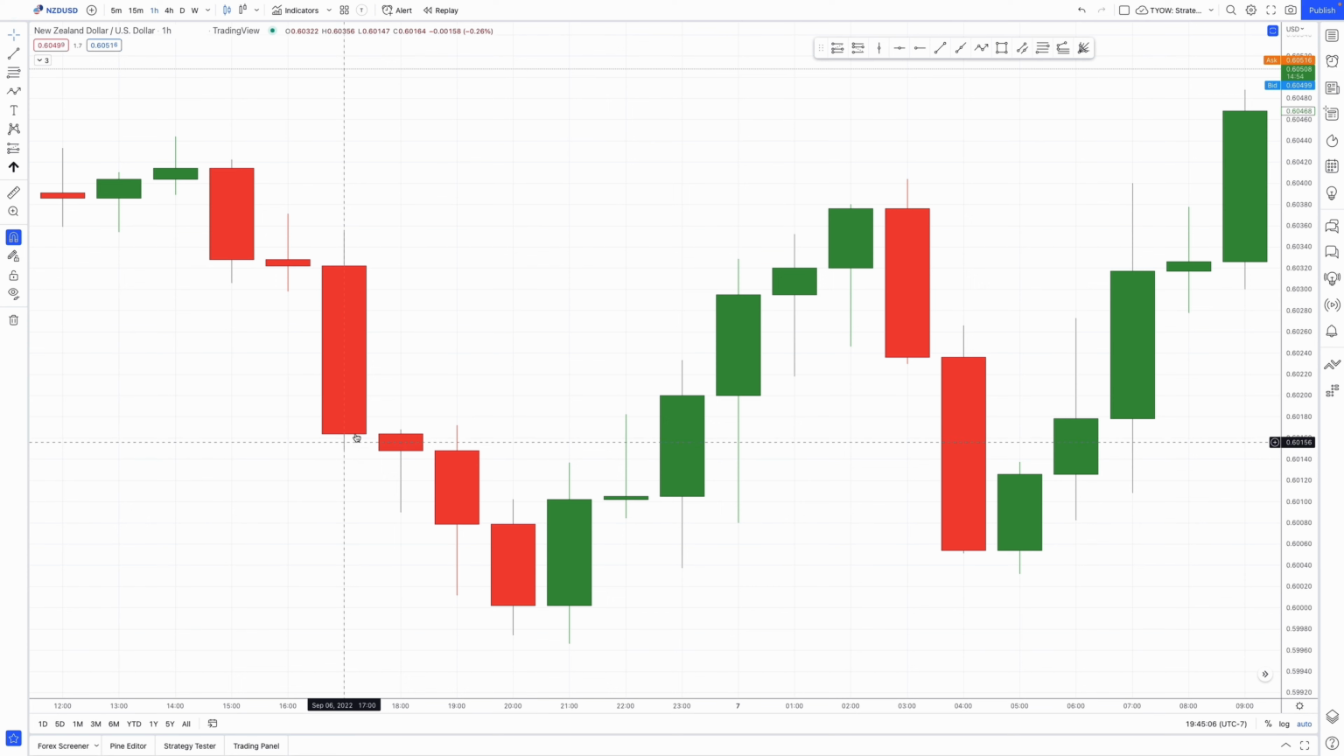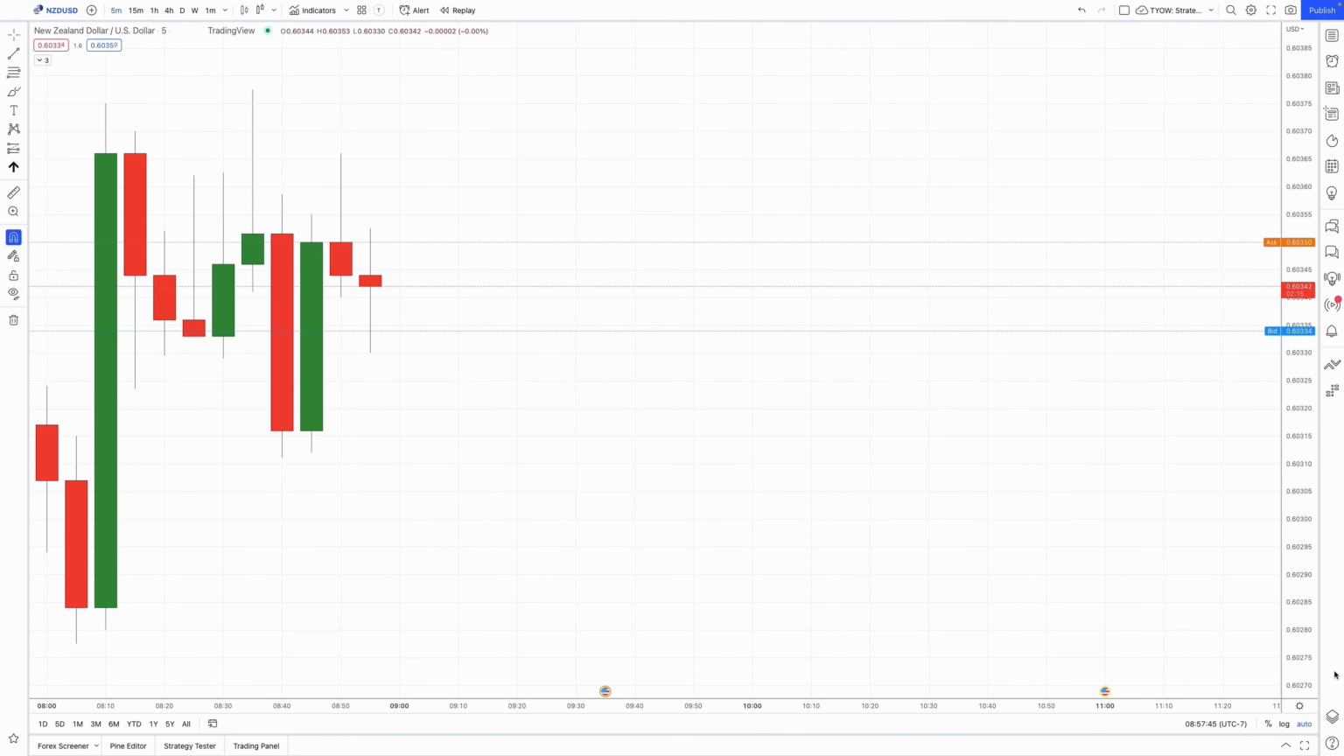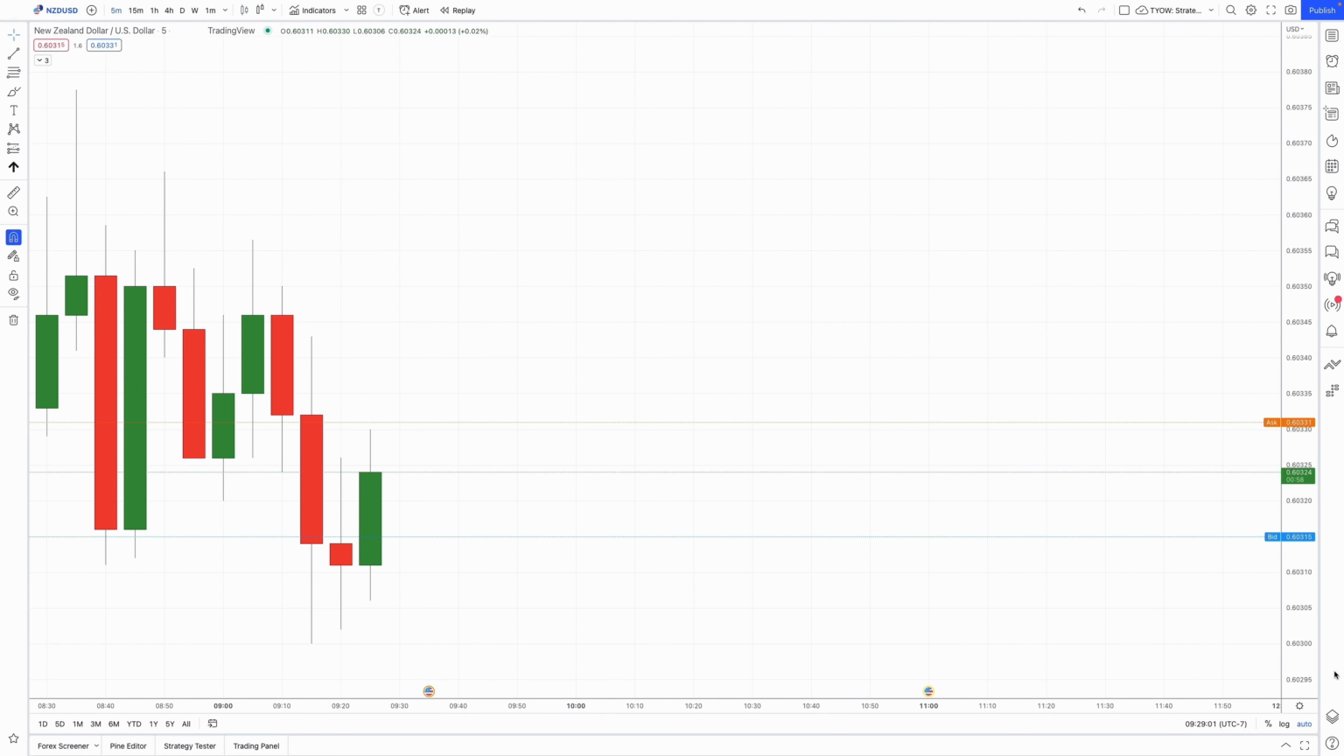Additionally, when you hover over a candle, up top here, we can see the open price, the high, the low, and the close, and then the difference between the open and close. You can see when we're on a green candle, this turns green, and when we're on a red candle, this turns red.